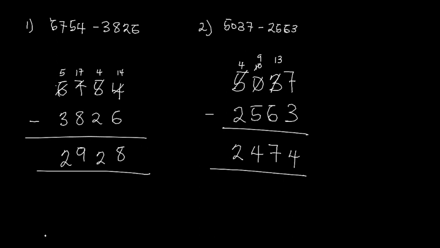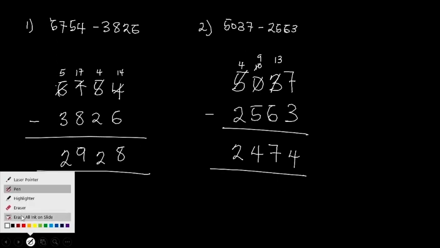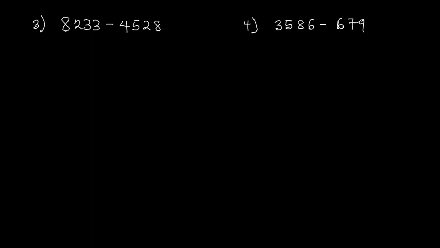Alright, let's have a look at more examples. So we have example number 3: 8,233 minus 4,528. Example number 4: 3,586 minus 679. Let's look at that. So example number 3, we have here 8,233 minus 4,528.